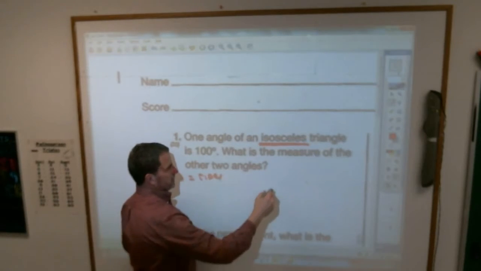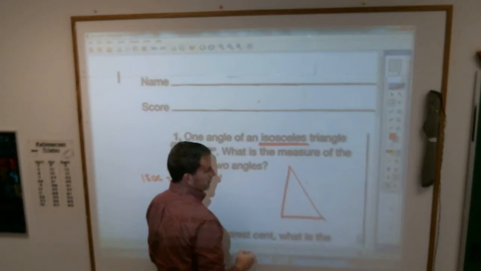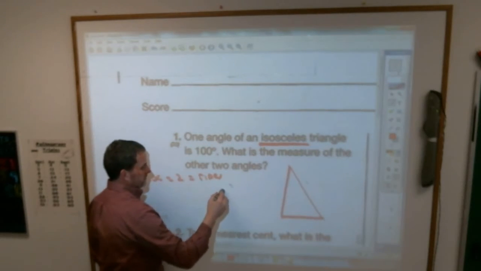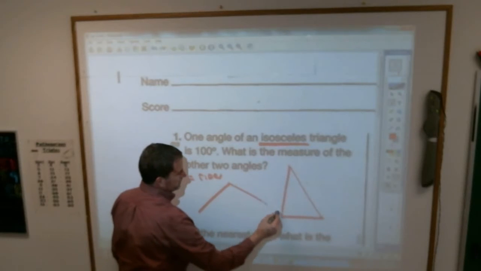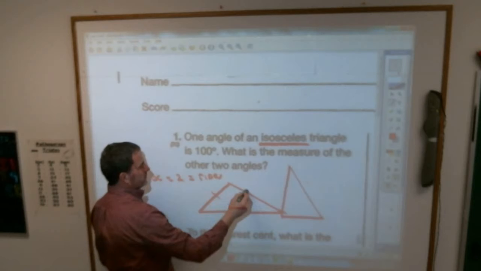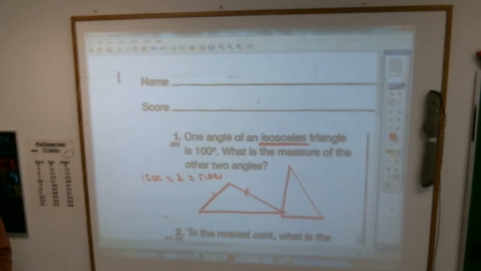So when you sketch this, well, that actually can't be it. Your isosceles triangle actually will look like this. It doesn't matter, but it has to have two equal sides. What do you know about isosceles triangles? You can't figure this out unless you know one very important fact.